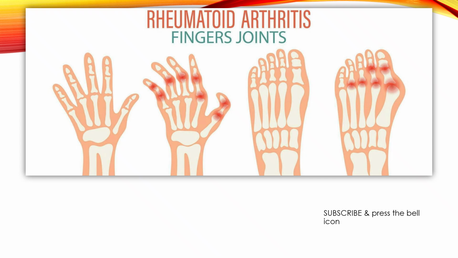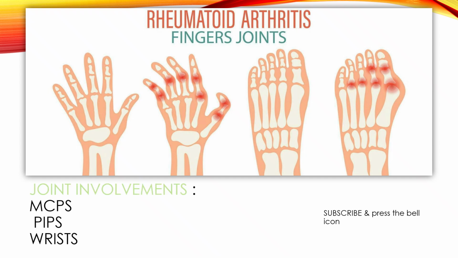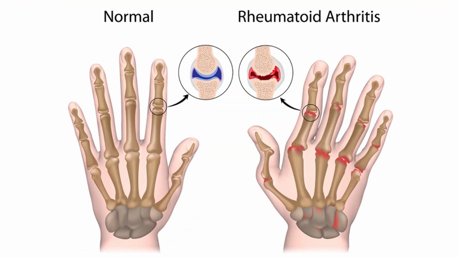Next, what joints are involved? Basically, the metacarpophalangeal joint, proximal interphalangeal joint, and wrist. These joints are most commonly involved. So here we can see the normal and rheumatoid arthritis joints. Here we can see some differences.